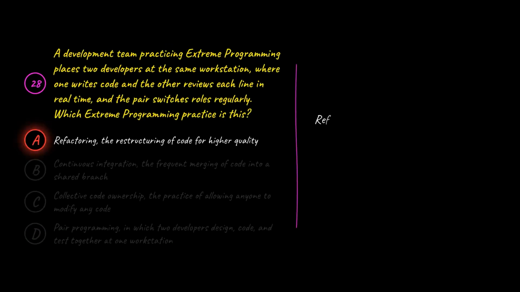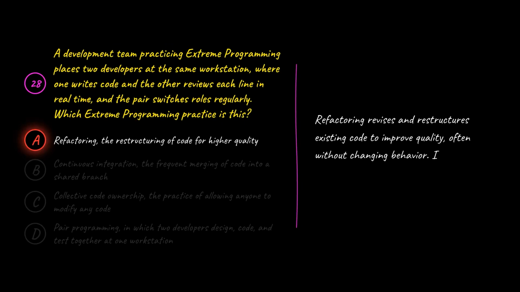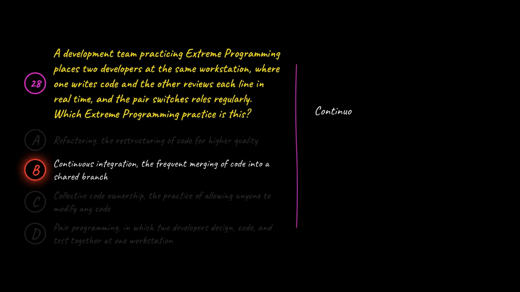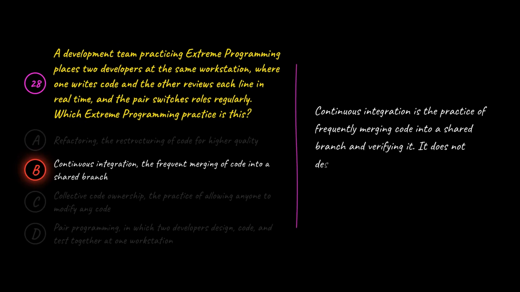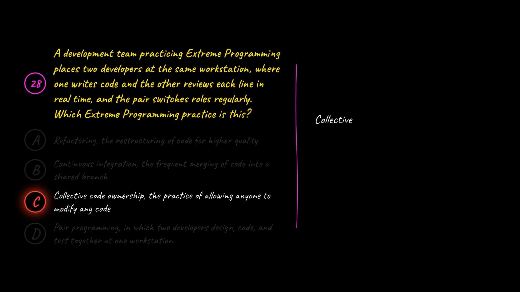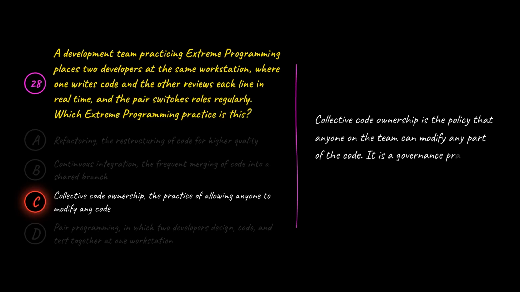A is wrong because refactoring revises and restructures existing code to improve quality, often without changing behavior. It is a separate practice from pair programming. B is wrong because continuous integration is the practice of frequently merging code into a shared branch and verifying it. It does not describe two developers sharing a workstation. C is wrong because collective code ownership is the policy that anyone on the team can modify any part of the code. It is a governance practice, not the activity at the workstation.